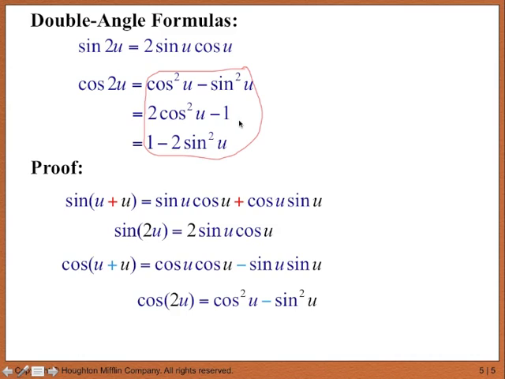All right, so you know that sine squared u is the same exact thing as 1 minus cosine squared u. When you replace sine squared u with 1 minus cosine squared u, you end up with this 2 cosine squared u minus 1. And when you replace cosine squared u with 1 minus sine squared u, you end up with 1 minus 2 sine squared u.